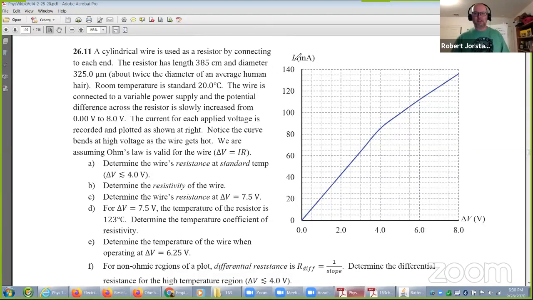Notice now we're doing current versus voltage. In this case, if I want to get the wire's resistance at standard temperature, let's see, resistor's temperature. Notice the curve bends at high voltage. Okay, so right here, for voltages above 4, we see it gets hot.